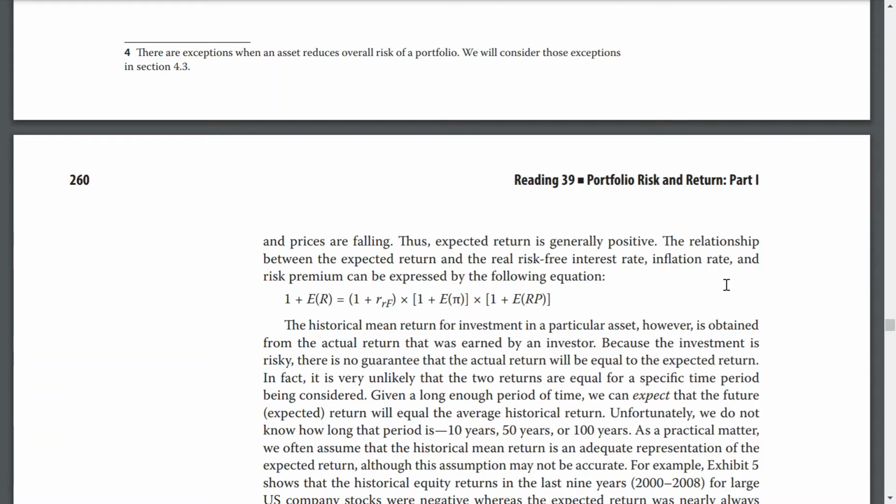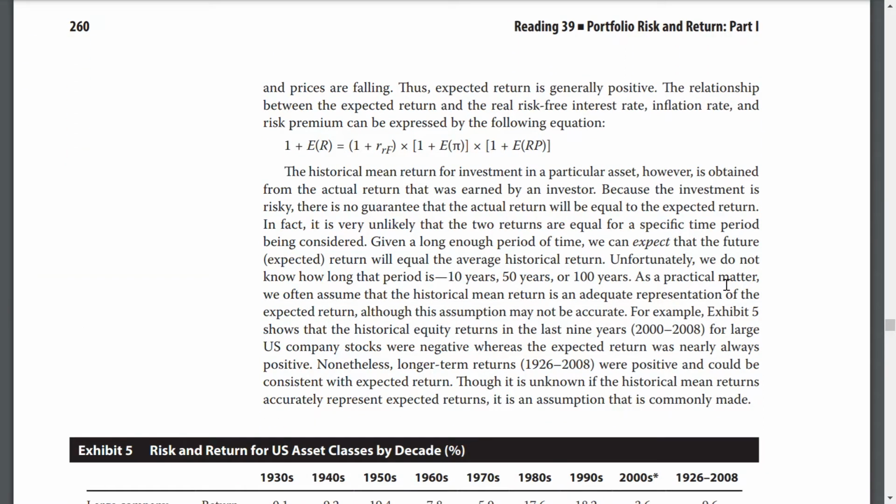the following equation. The historical mean return for investment in particular assets, however, is obtained from the actual return that was earned by the investor. Because investment is risky, there is no guarantee that an actual return will be equal to the expected return. In fact, it is very unlikely that two returns are equal for a specific period being considered. Given a long enough period of time, we can expect that future or expected returns will be equal to the average historical return.